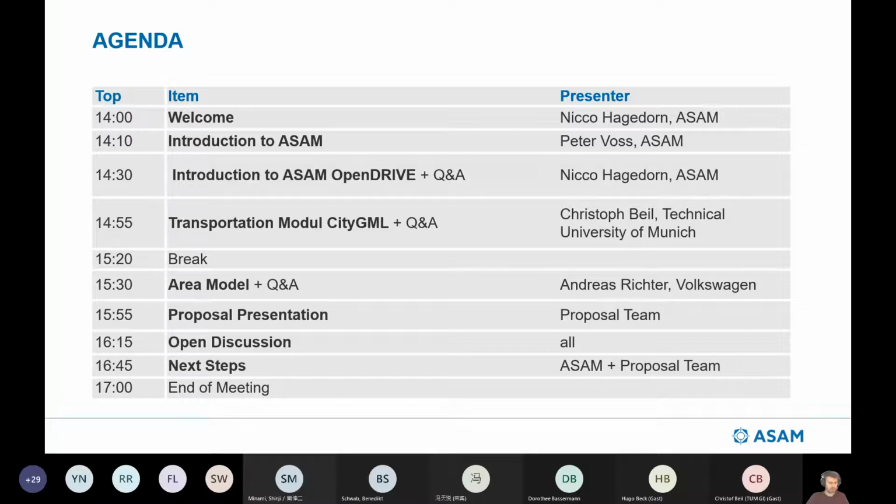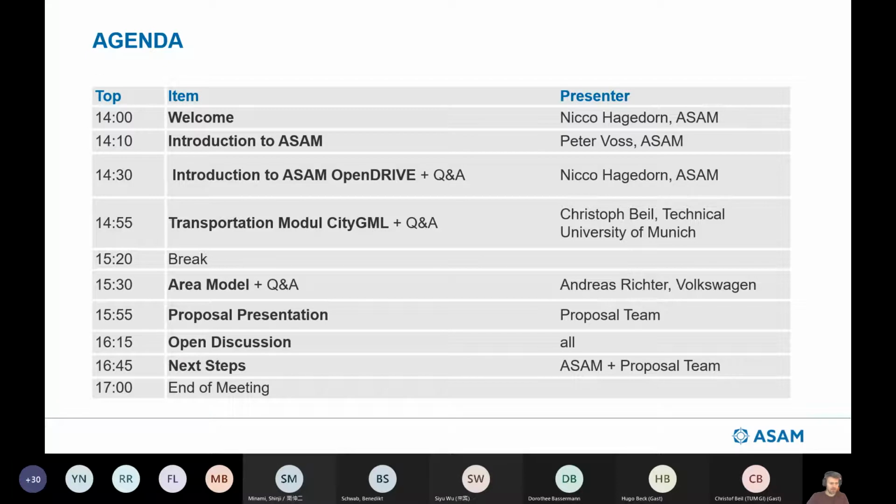Then this will be followed by the introduction of ASAM OpenDRIVE. I will present that to all of you so everyone has an overview of what the ASAM OpenDRIVE standard is all about. Then we will jump into the transportation module of CityGML. Christoph Ball from the Technical University of Munich will give a presentation on this one.